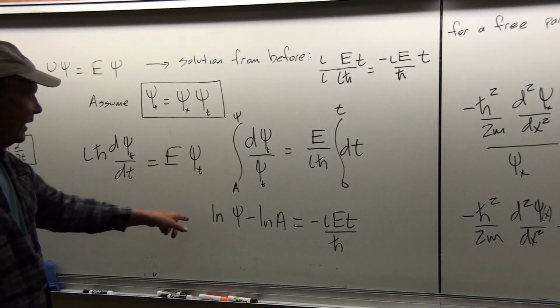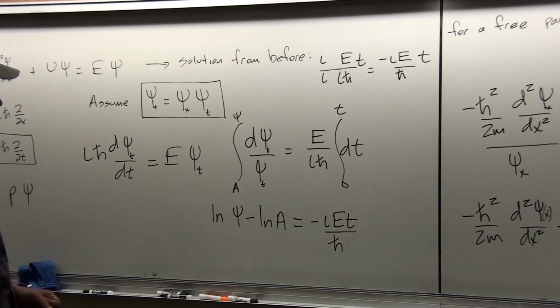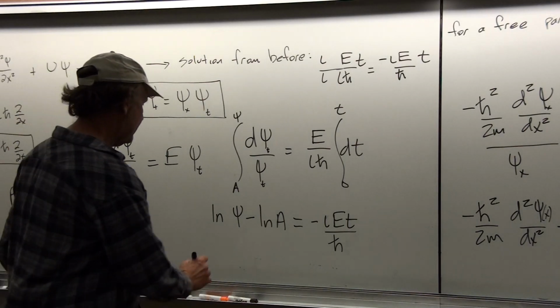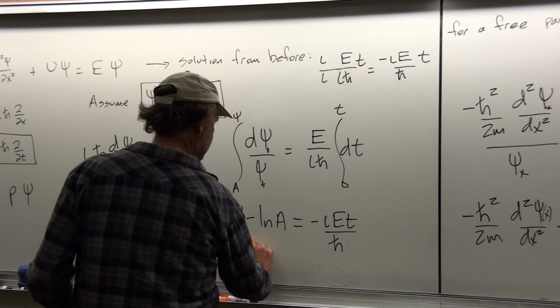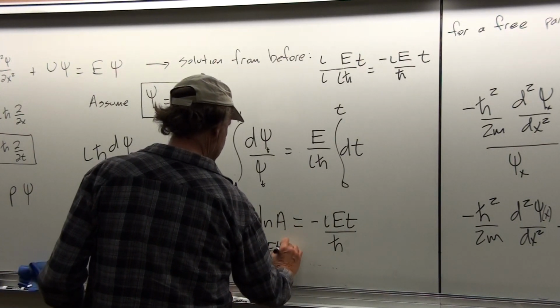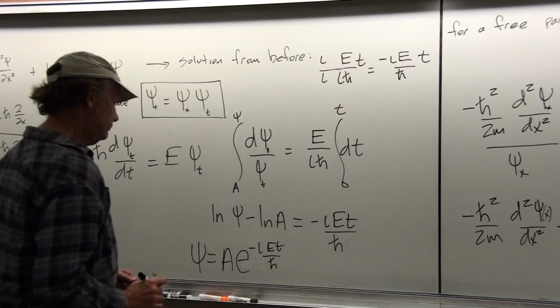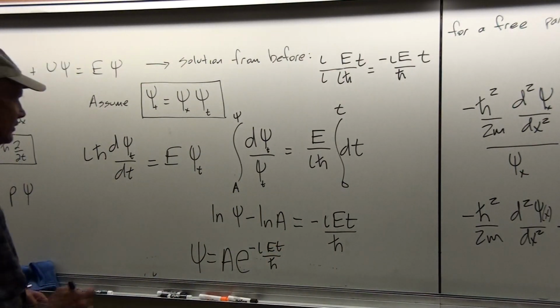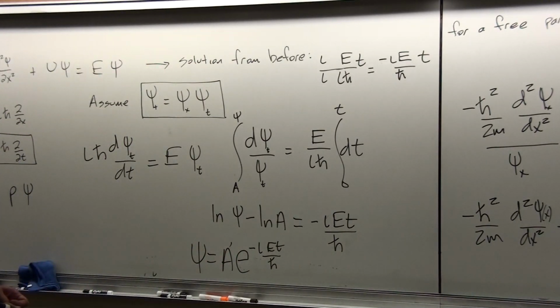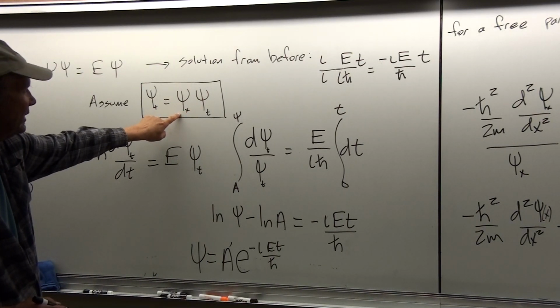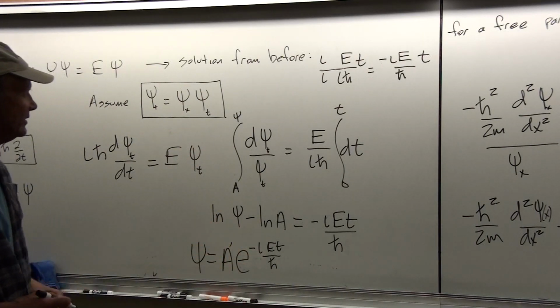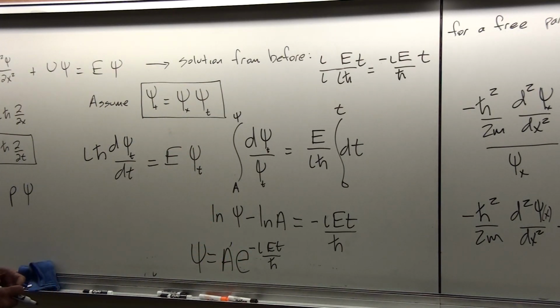And so then I can do the difference in the logs and exponentiate both sides of the equation. That gives me psi is equal to a e to the minus i e t over h bar. Okay, and so we can think this would be some a prime if we want. So that's the time part of this function. So we had an x part of the function that looked like e to the ikx, and here is the time part that looks like e to the minus i e t over h bar.